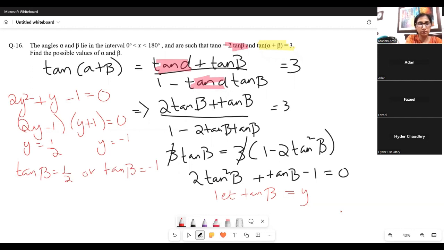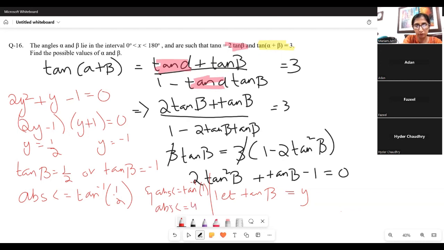Find the absolute angle. Now we don't write it as alpha, I'm writing it differently. The absolute angle would be tan inverse half and the absolute angle is going to be tan inverse 1. We're in degrees, so this one is going to be 45 and this one is going to be, what is tan inverse half? 26.5.